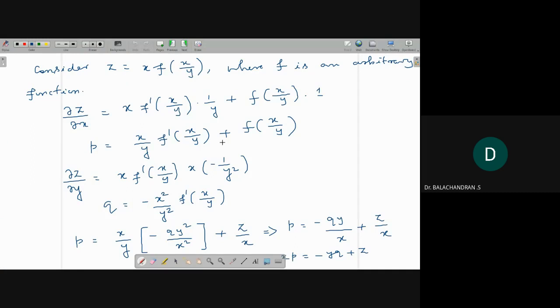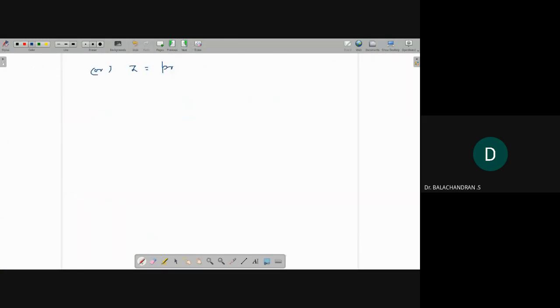z is equal to px plus qy. Okay, so this is what? Which is the required PDE?